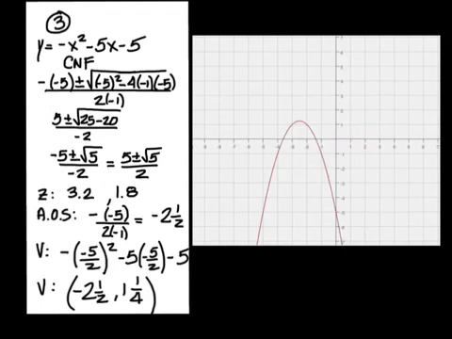On number 3, that cannot be factored, so you have to do the quadratic formula. You'll come back with 3.2 and 1.8 for the zeros. And then the axis of symmetry is negative 2.5. And for the vertex, it's going to be negative 2.5 and 1/4.